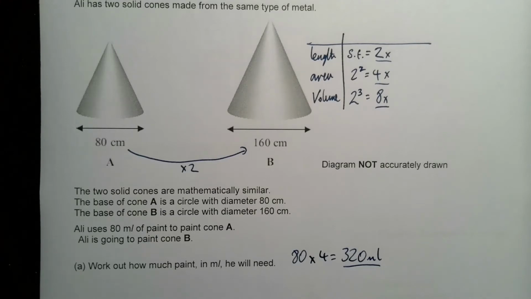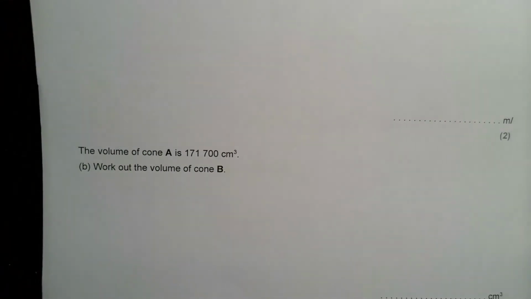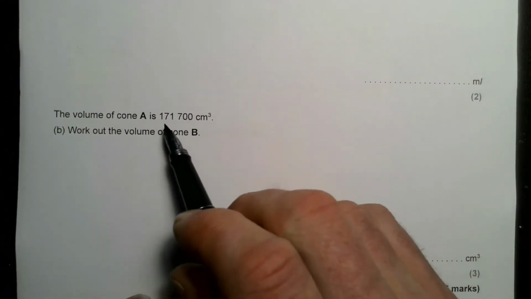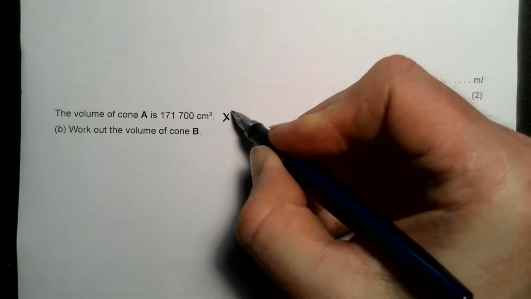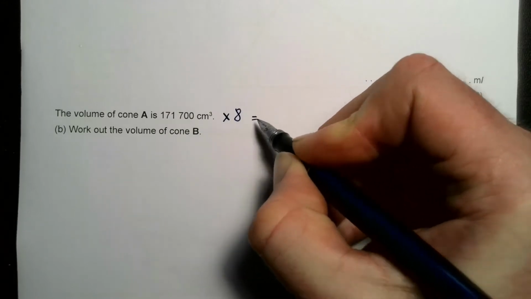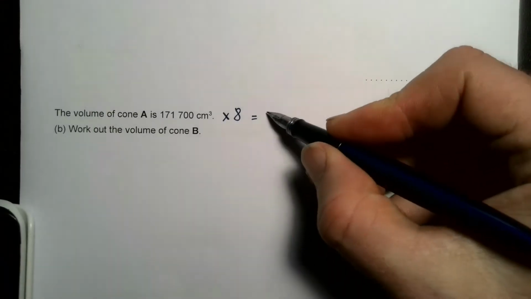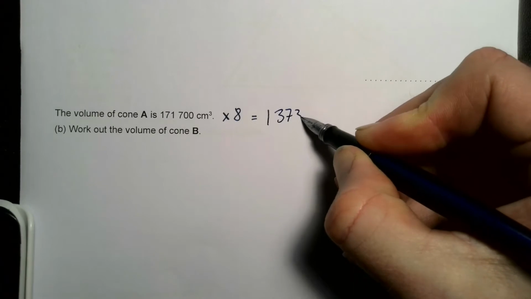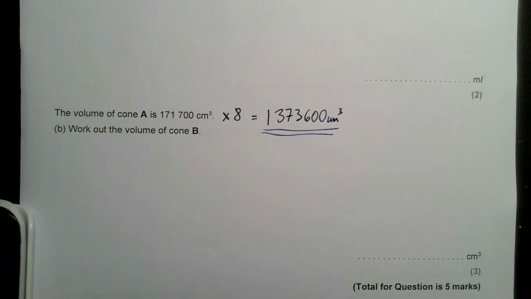Okay. Now the next part is dealing with the same 2 cones, and it says the volume of cone A is 171,700. The volume of cone B is going to be 2 cubed, or 8 times the size of the volume of cone A. So all you've got to do is 171,700 times 8, which gives you 1,373,600 cubic centimetres. With volume, the numbers get bigger very quickly.